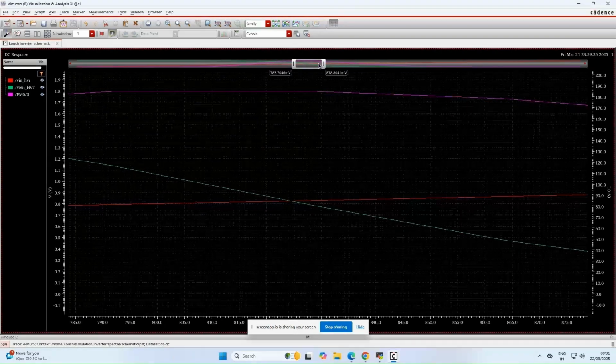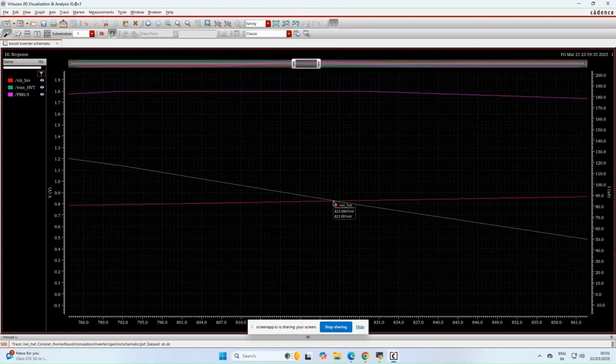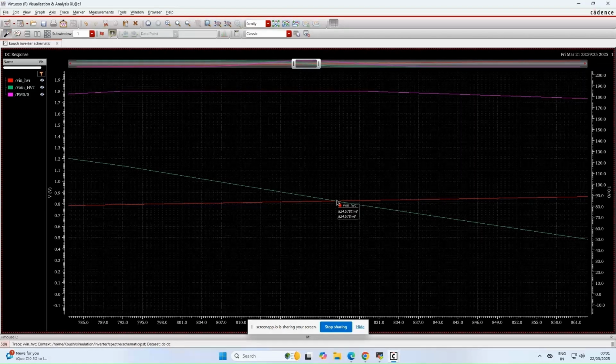First we will see the switching voltage at which this switching happens. So we can see that the switching is happening at 824 millivolts for the high threshold voltage based CMOS inverter, whereas for LVT this was 777 millivolts, but the current has reduced to 185 microamperes.